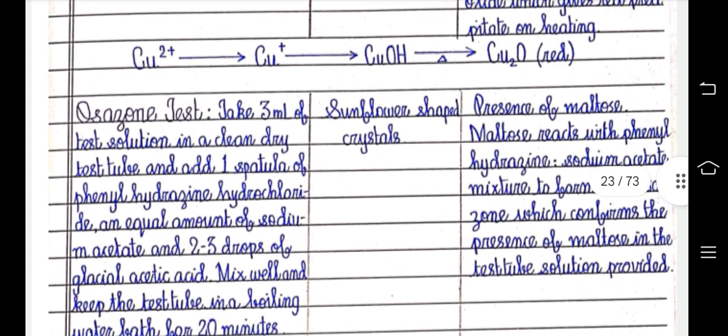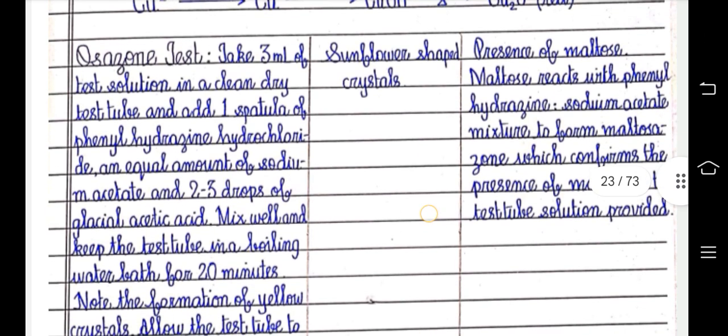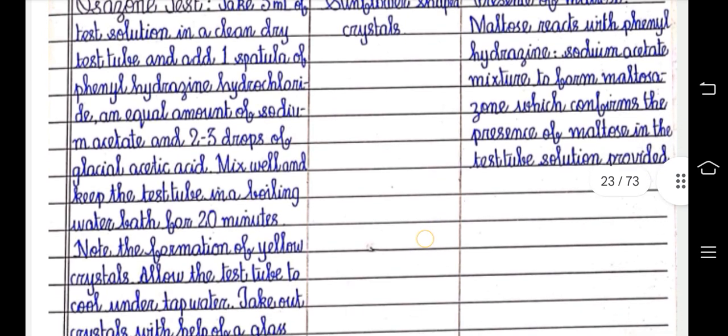Osazone test. Take 3 ml of test solution in a clean dry test tube. Add 1 spatula of phenylhydrazine hydrochloride, an equal amount of sodium acetate and 2 to 3 drops of glacial acetic acid. Mix well and keep the test tube in a boiling water bath for 20 minutes. Note the formation of yellow crystals.